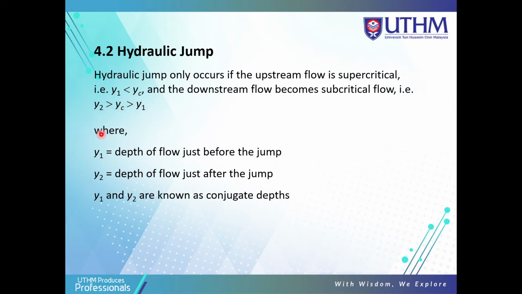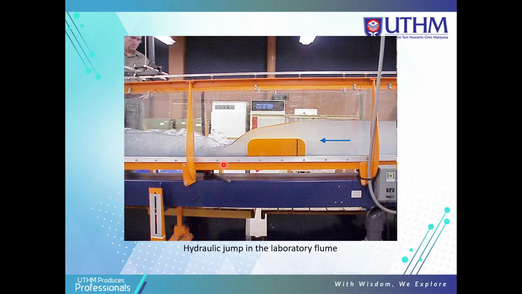Y1 is the depth of flow just before the jump, and Y2 is the depth of flow just after the jump. Y1 and Y2 are known as conjugate depths. So this is an example of the hydraulic jump in laboratory flow, where the flow is from this blue arrow here.